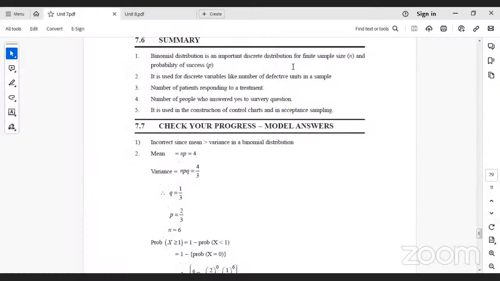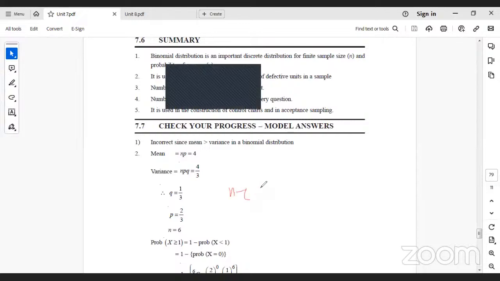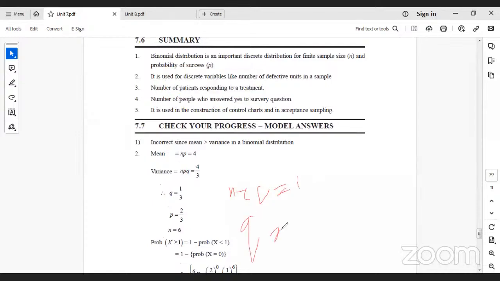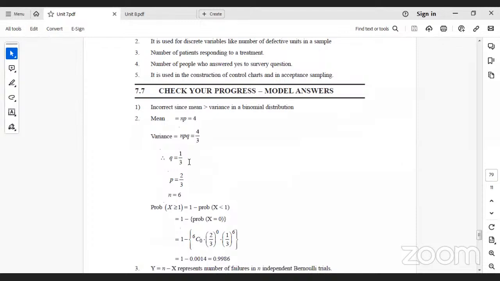Now p plus q is equal to 1, right? q is equal to 1 minus p. Yes sir. So what is 1 minus p here? It is 1/3, sir. Minus we wrote wrongly, so it should be positive. So q is equal to 1/3 and p is equal to 2/3. Therefore n is equal to 6.